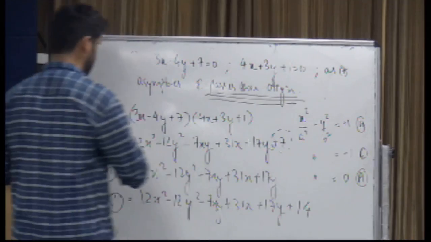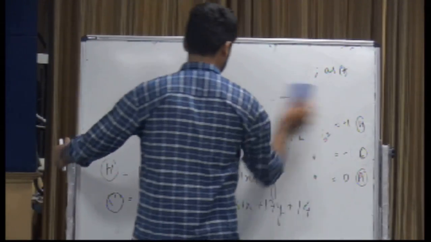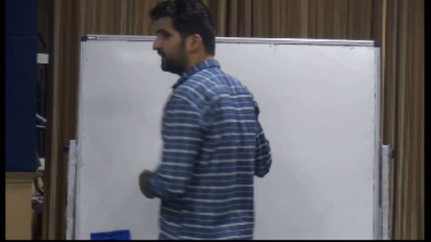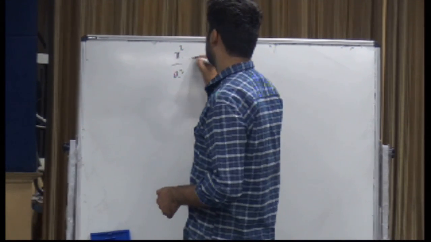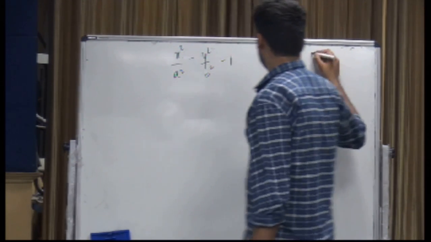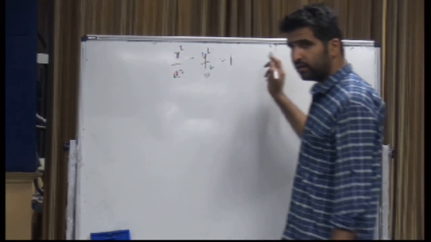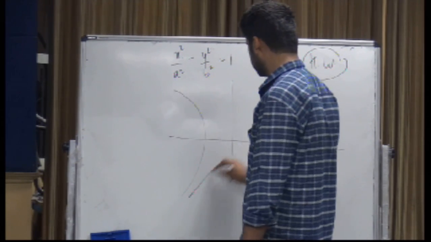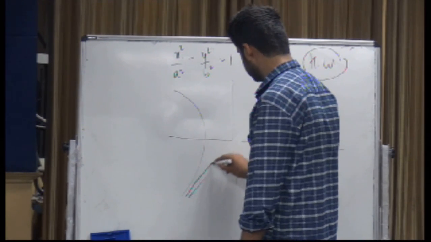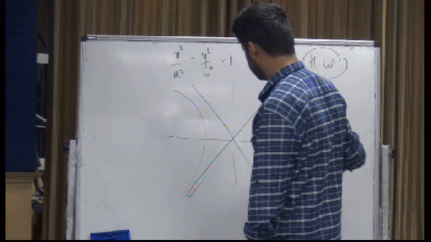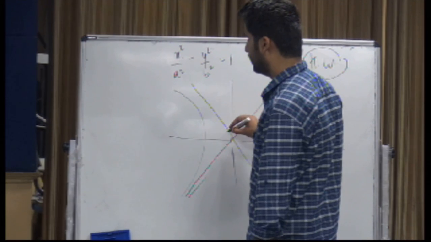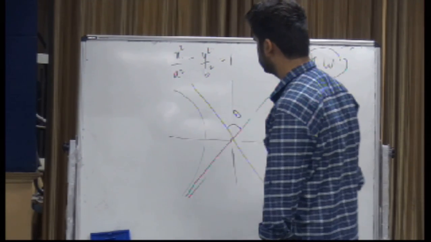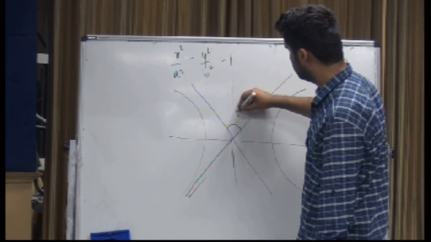Understood? Now the next concept is to find the angle between the two asymptotes. If you have x square upon a square minus y square upon b square equal to 1, now this will be your homework, and try to do it this time. We get two asymptotes, one going like this, passing through the center, and the other one like this. What you need to do here is find the angle between these asymptotes.